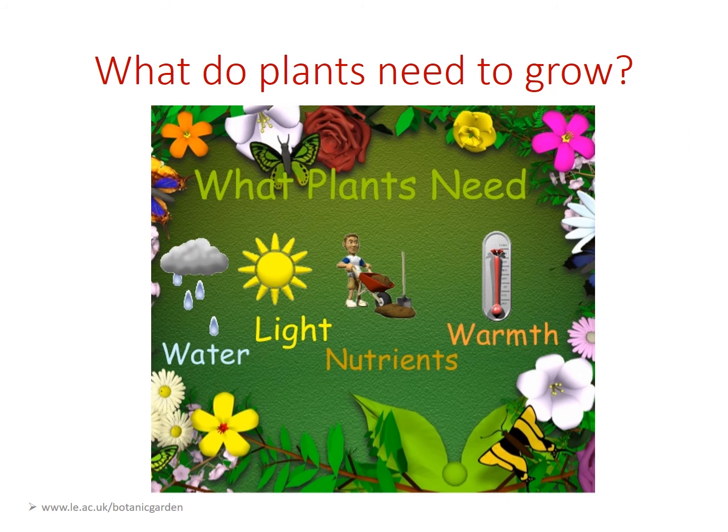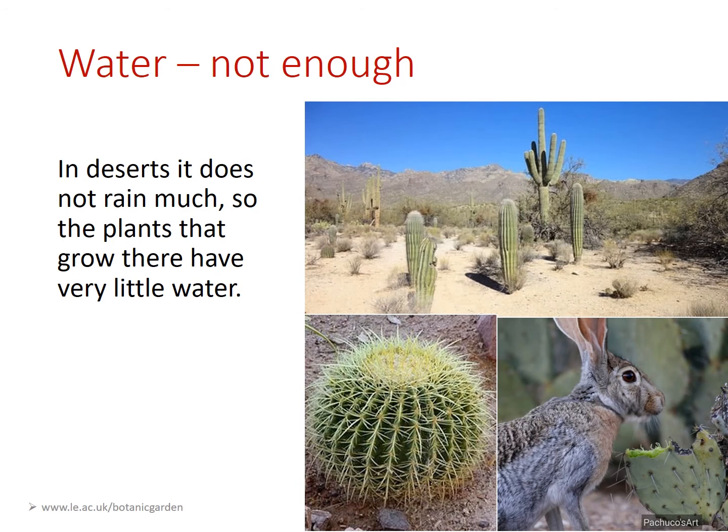So what do plants need to grow? Water, light, nutrients, and warmth. Nutrients are the good things from the soil. Just like you need different types of food to grow and stay healthy, plants need different things from the soil to grow and stay healthy. You know when you plant seeds, you need to give them water to grow. But what about plants that live where there's hardly any water?